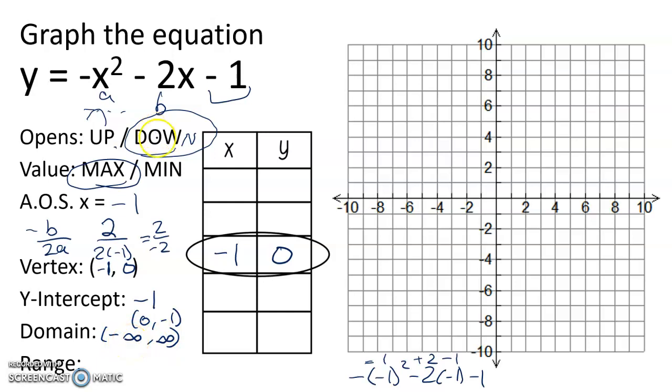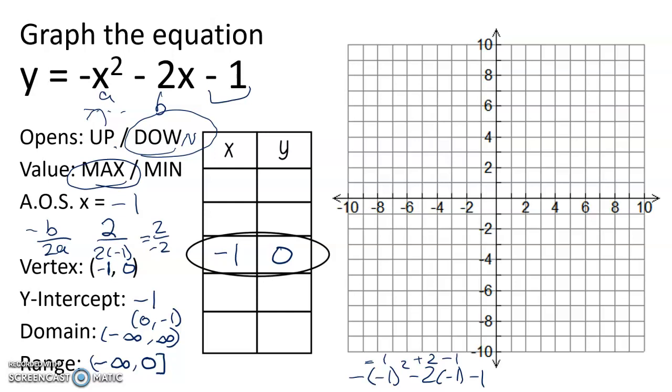Range. It opens down. So I'm going to start with a negative infinity. Remember, negative infinity always goes on the left side. Comma. And then I put the y value of my vertex, which is 0, with a bracket. All right?